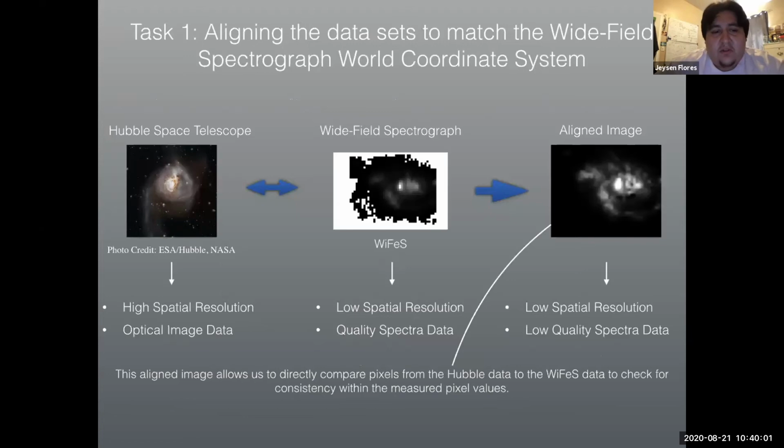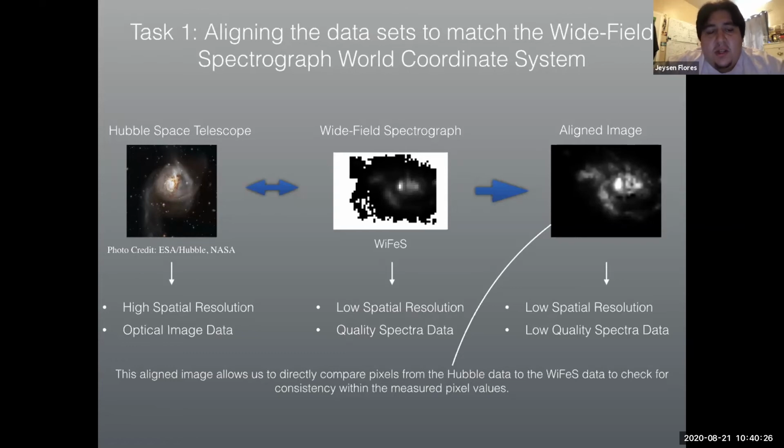We must first align the image data that is present in our Hubble Space Telescope data to our wide field spectrograph spectrum. If we align these images together, we get this final aligned image that will allow us to compare the pixels of the Hubble data to the wide field spectrograph data to check whether they're consistent or not.